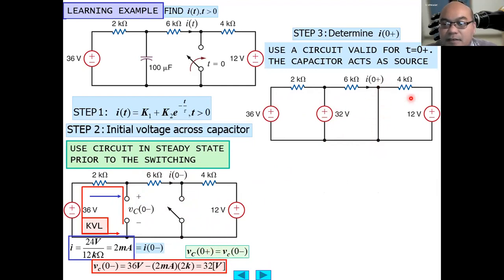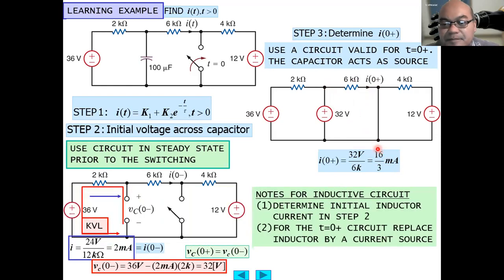Now this is short circuited, so no current flowing through this part of the circuit. All current will be just flowing like this. So the I0 plus here will be equal to the voltage divided by 6 kilo ohm, because this is now grounded, and this is grounded to 0. So the current flowing through here is 16/3 milliampere.